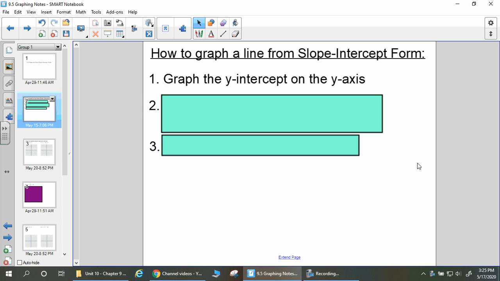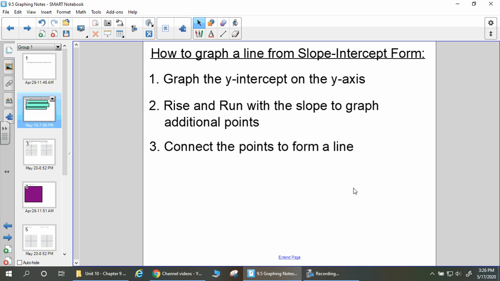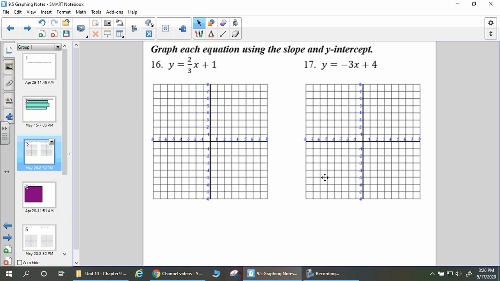Step 1, you graph the y-intercept on the y-axis. So being able to identify that y-intercept like we did in the last lesson is important. It's always going to go on the y-axis. Step 2, you're going to rise and run with the slope to graph additional points. So being able to identify the slope, again, we did that in the last video. Third step, you're just going to connect your points and form a line. Okay, so I'm going to go through these 3 steps on a couple examples.